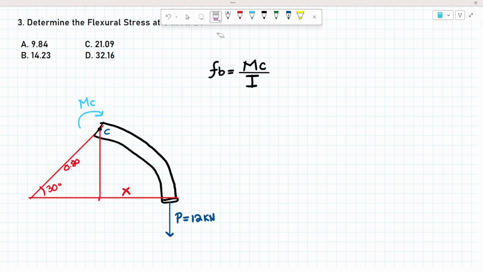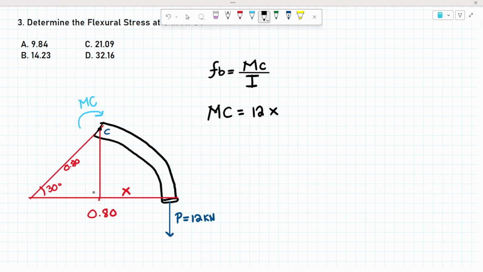Okay, pagpasensyahan nyo na, no? Yung drawing, hindi siya up to scale. But, yeah, this is your moment arm. So, the moment at C, let me make this one big letter. MC. Yung small letter na C ito, this is the distance to the neutral axis from the outermost fiber. So, this is MC, signifying yung point C. Okay, big letter C ito. Okay, so, moment at C, that is 12 times X.